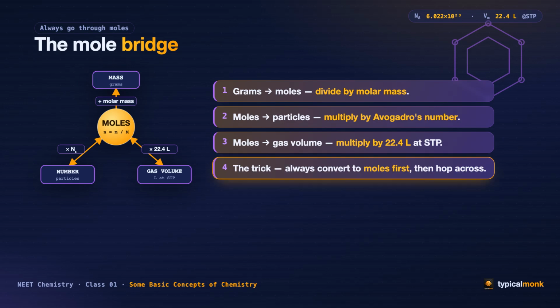And now, the master trick, the one habit that solves this entire chapter. Whatever the question gives you, whatever it asks for, always convert to moles first. Stand on the bridge, then hop across to whichever side you need. Lisa used to jump straight from grams to molecules and kept slipping. The day she started walking through the bridge, grams to moles, moles to particles, she never got one wrong again.